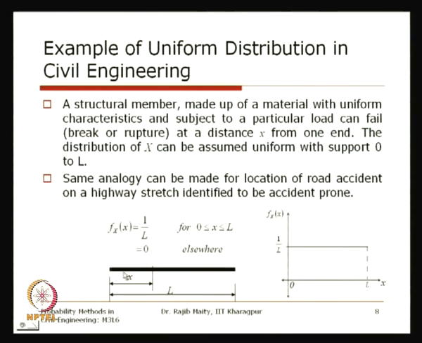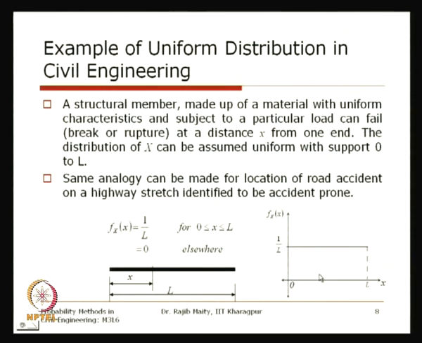So, this is the structural member. The location of the failure, the distance from one end, is the random variable, and it can happen anywhere. So, the probability distribution for this random variable capital X can be assumed to be uniform, equal to 1 by L. This is valid from 0 to the entire length of the structural member, and that is why it is 1 by L, and 0 elsewhere.